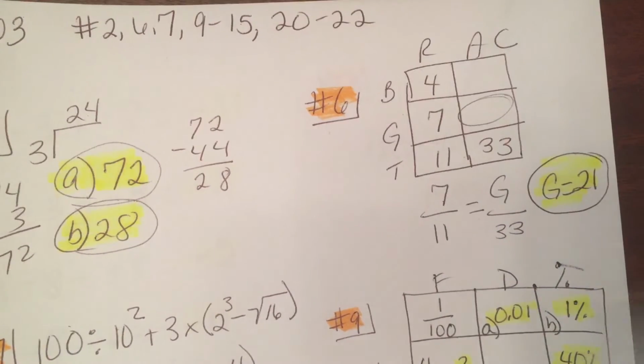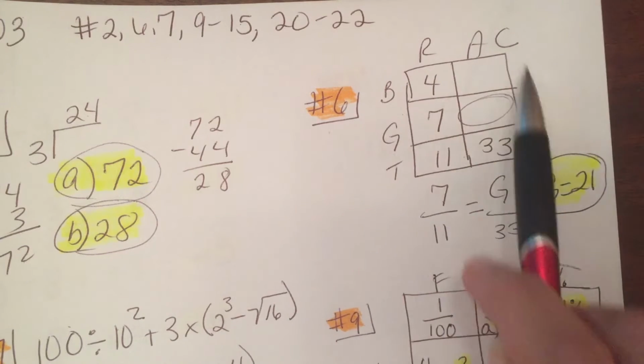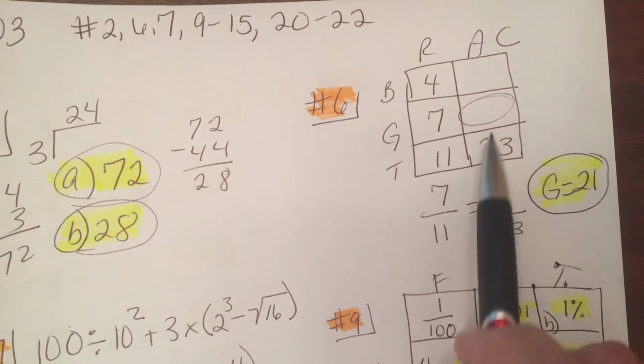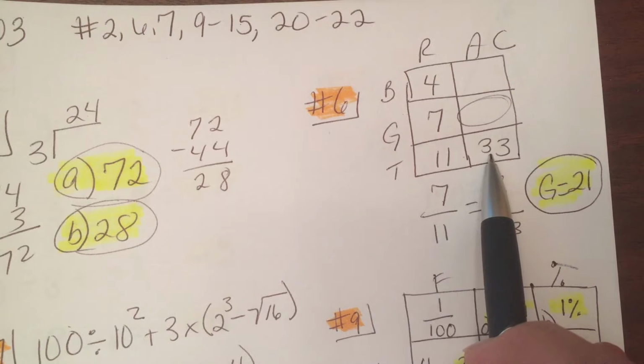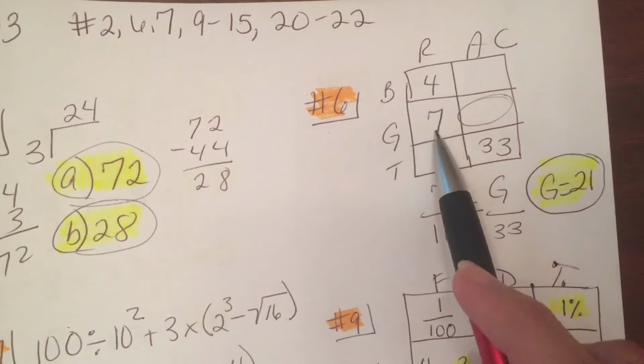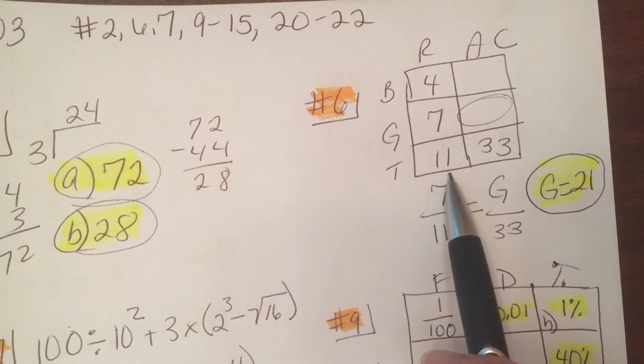Number 6, it's a class of 33 students. So I started building my ratio table. And I said that the total of the actual count of the students was 33. And it said that the ratio of boys to girls was 4 to 7. Boys to girls, 4 to 7. That gave me a total of 11. So the question is, how many girls are in the class?